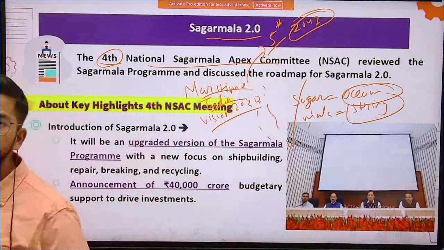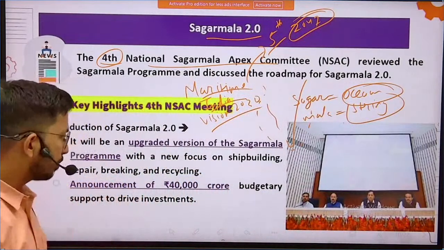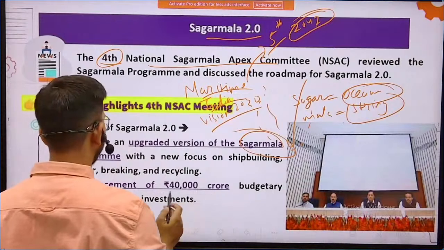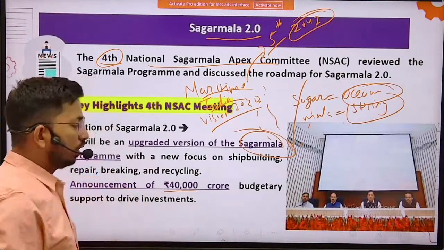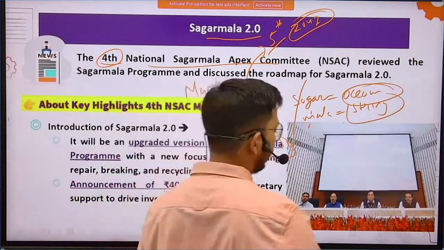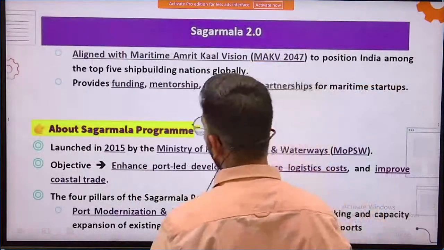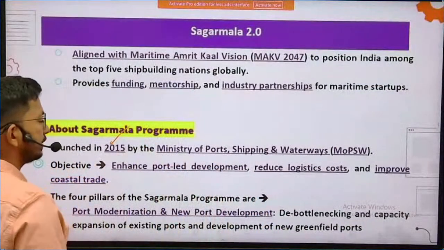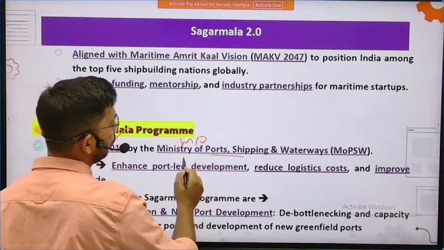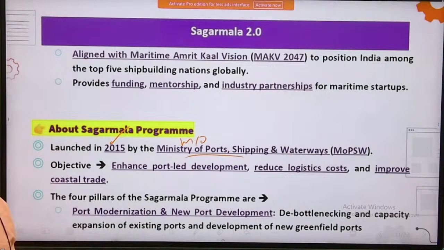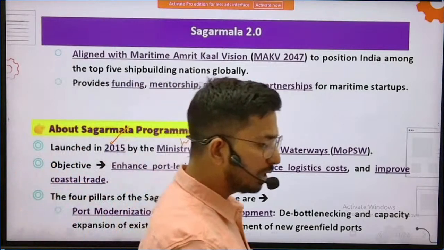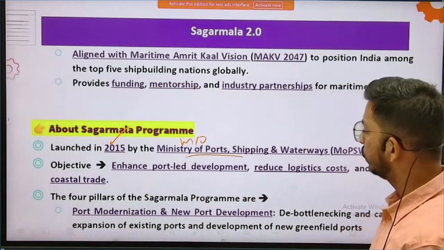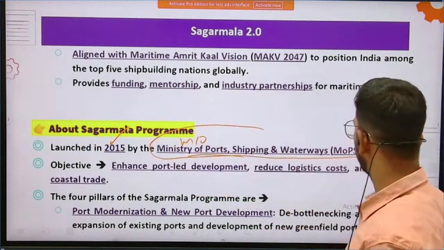So, if you understand, Sagarmala 2.0 is the upgraded version of the Sagarmala initiative, which was launched way back in 2015. Getting it? Now, 40,000 crores have been allocated as a new budget. Okay. Now, let's look into the prelims information. Launched in 2015, as I said, it comes under the Ministry of Ports and Shipping. Yes or no? Now, these ministries become important points. Often questions can be asked and can be confused.